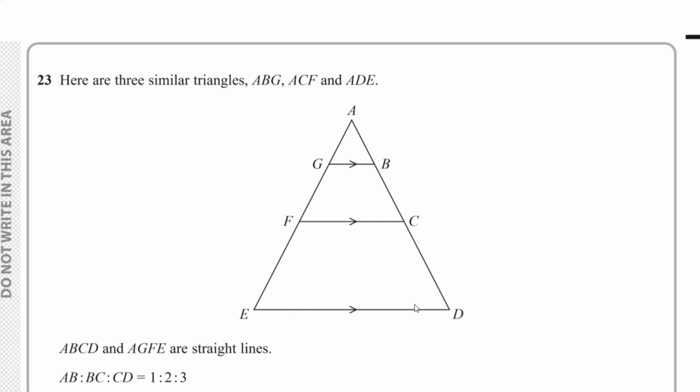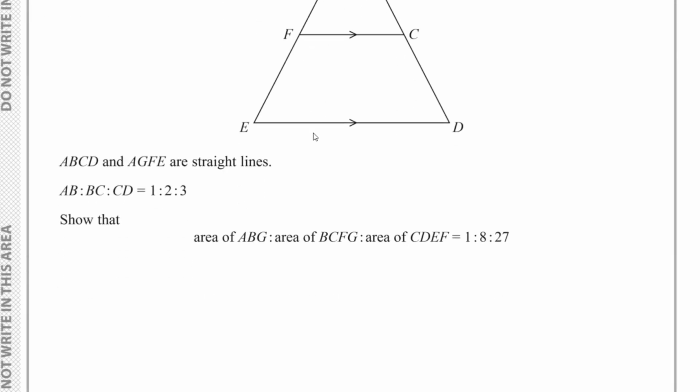Question number 23, here are 3 similar triangles, ABG, ACF and ADE, so we have those 3 similar triangles as shown in the diagram. ABCD and AGFE are straight lines. We've got the ratio of AB to BC to CD being 1 to 2 to 3. We have to show that the area of AGB to the area of the BCFG to the area of CDEF is equal to 1 to 8 to 27.